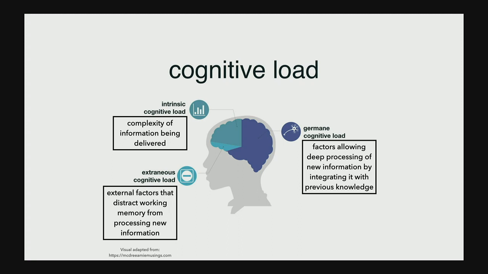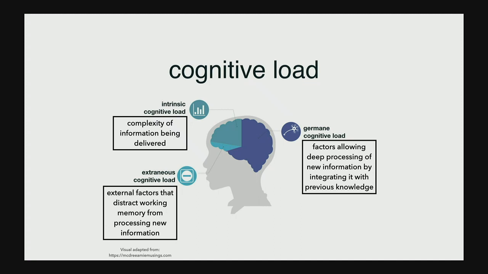Now, there's also extraneous cognitive load, which is any of the external factors that you do have control over that would distract working memory from processing new information effectively. Okay? And this is one area that we definitely want to minimize. We want to work to understand what introduces this sort of cognitive load into an experience of a document or an experience of an oral presentation. We want to target that pretty carefully.